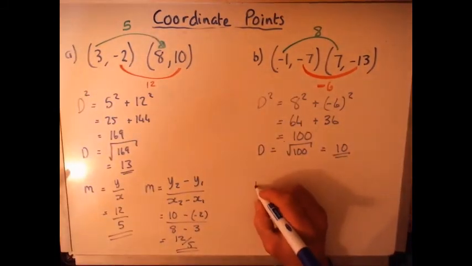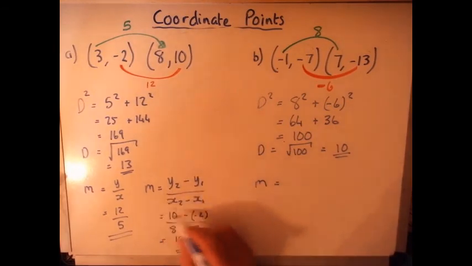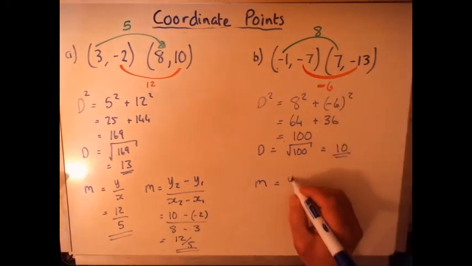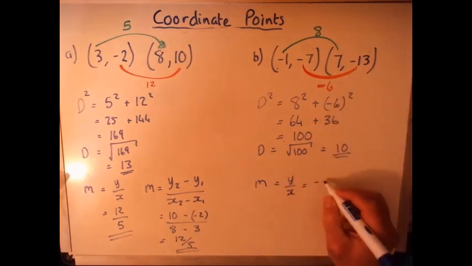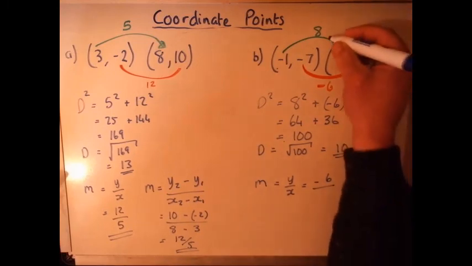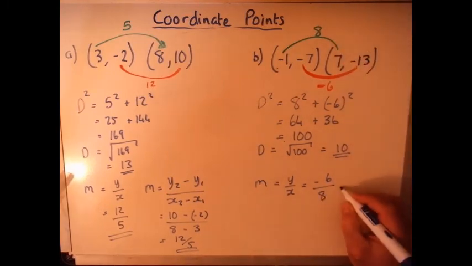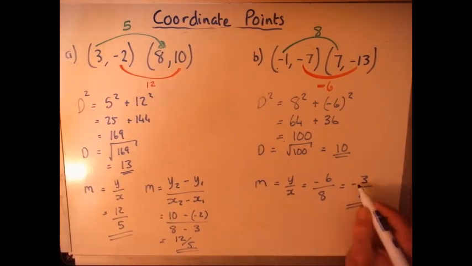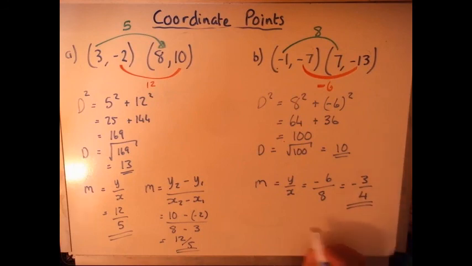For the gradient, yes, you can use this, but what I'm saying to you is if you've done this work here, there's my y change, which is -6, divided by my x change of 8, and I get -3 over 4 when I cancel this down. What does this negative gradient tell me? Well, it tells me my line is going to be going downhill from left to right.